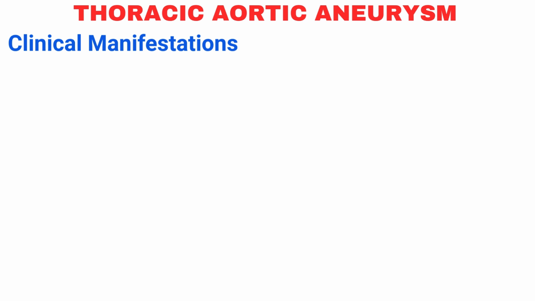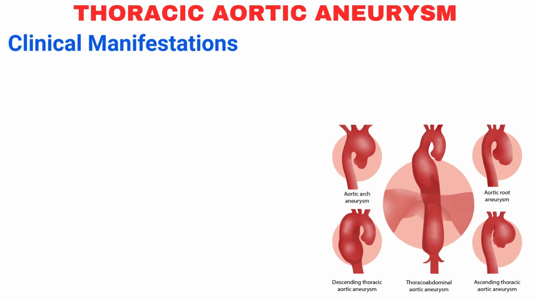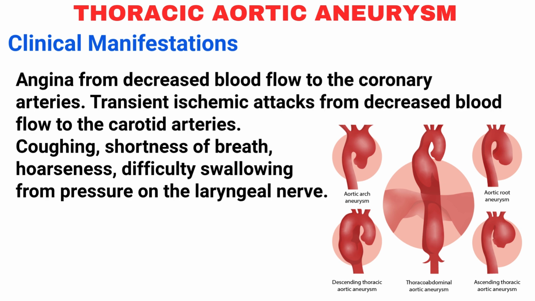Clinical manifestations of thoracic aortic aneurysm. Thoracic aortic aneurysms are often asymptomatic. When present, symptoms include deep, diffuse chest pain that may extend to the interscapular area. Ascending aorta and aortic arch aneurysms can cause angina from decreased blood flow to the coronary arteries. And also it can cause transient ischemic attacks from decreased blood flow to the carotid arteries.